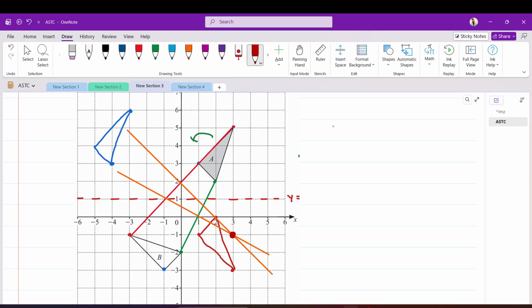That is method 2. Method 1 was using the tracing paper that I already mentioned earlier. Now, method 3.